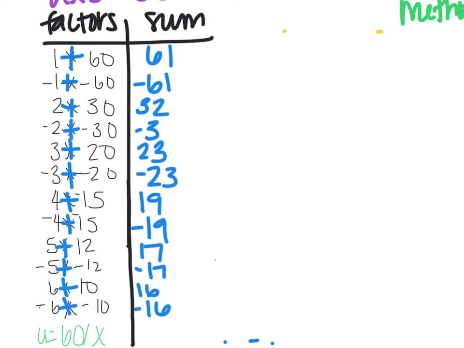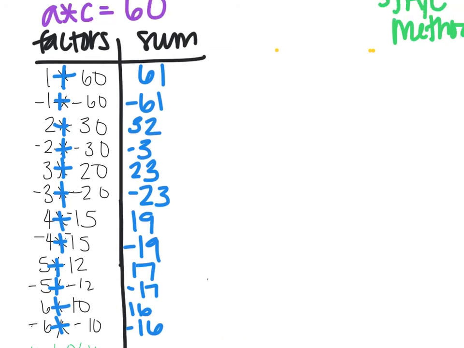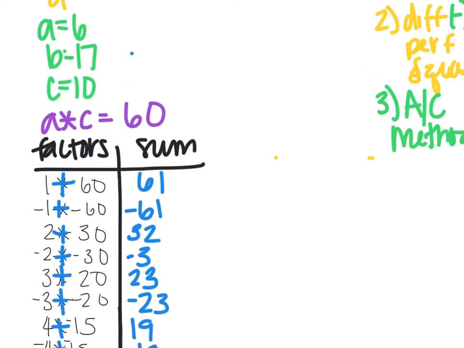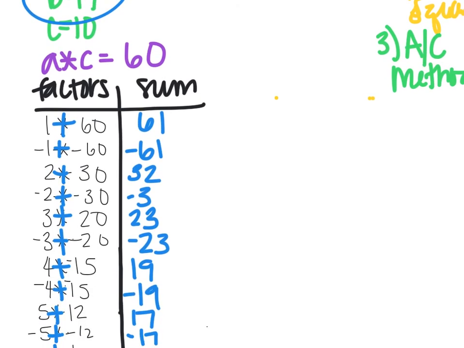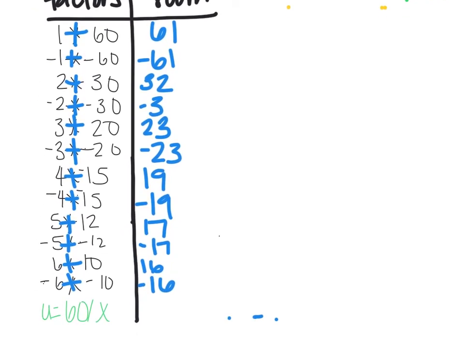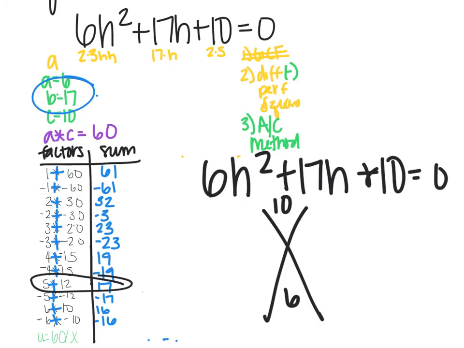Well, recall that B was positive 17. So looking at my set of numbers, the only one that gave me the positive 17 was 5 and 12. So now I get to fill in my x. On one side I'm going to have 5, the other side I'm going to have 12, because those are the two numbers that we came up with that were factors.